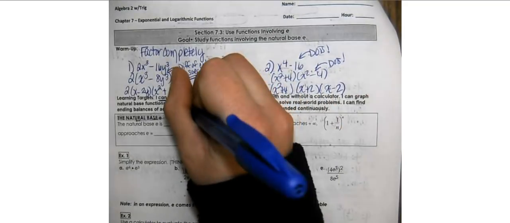And I can graph natural base functions using a parent function, reflection, stretch, shrink, translation table. So we're going to be graphing these functions with our natural base that we call e. Then I can use the natural base to solve real-world problems, and I can find the ending balances of accounts when given an interest rate for interest compounded continuously. Continuously is a new concept. We've learned how to compound interest annually, monthly, semi-annually, and daily. But now we're going to talk about how to compound interest continuously.